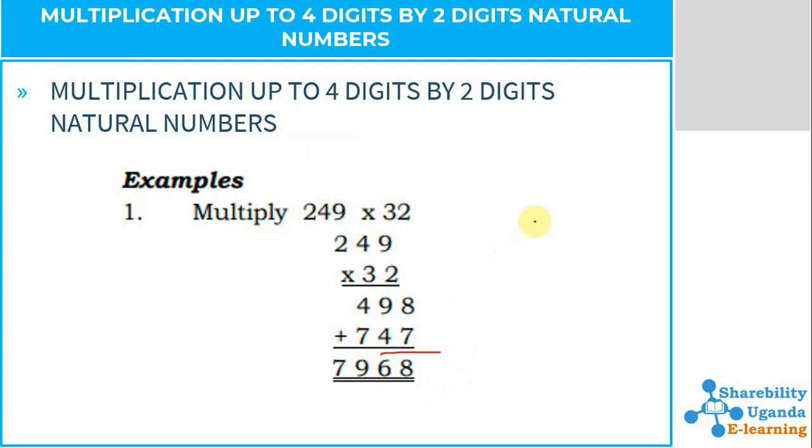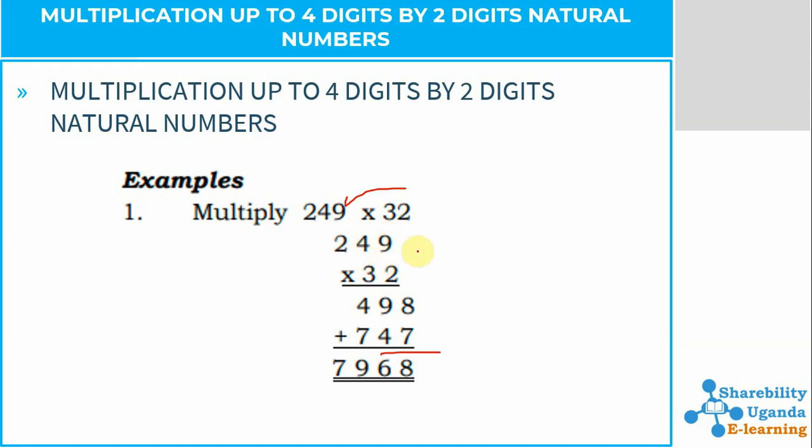So I'm going to explain how they came up with that answer. First, you arrange your numbers very well according to their place values. We have our 2 which is in ones, and also our 9 which is also in ones. We have our 3 which is in tens, and our 4 which is in tens. The one in hundreds they don't have, so this is the way they have arranged it.